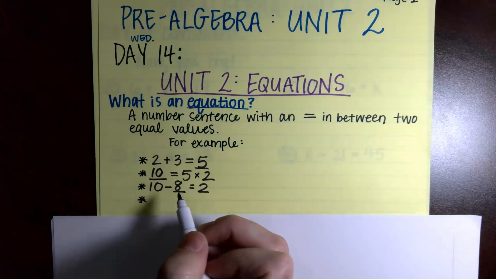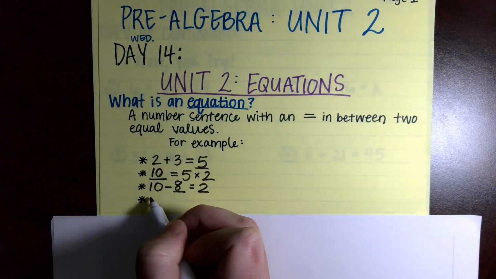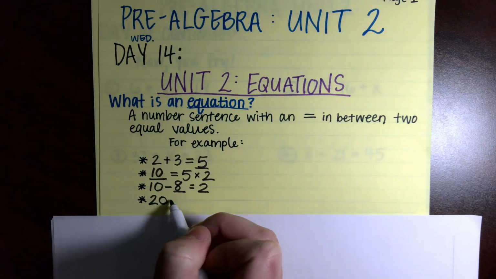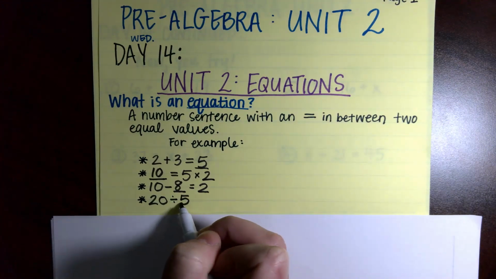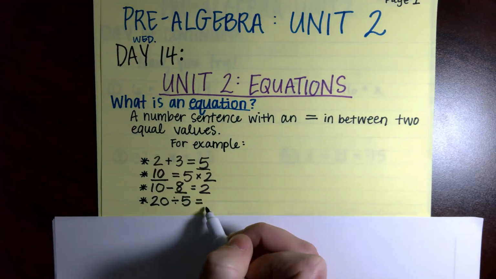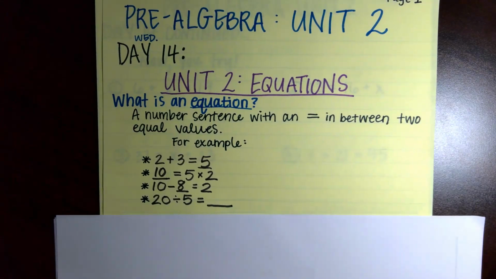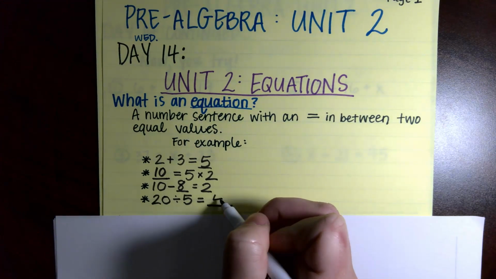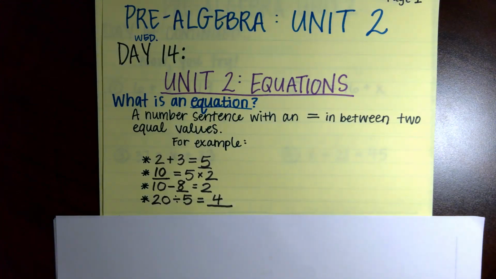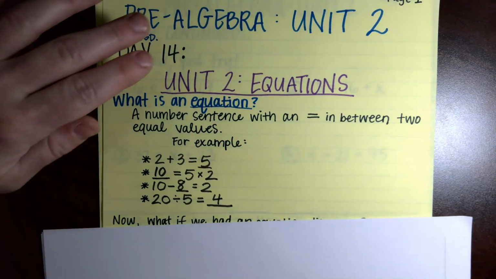Finally, we'll do one more. What if I had 20 divided by 5 on one side? What would I need to put on the other side to make it true? 4. 20 divided by 5 is 4. Very good, guys. All right.